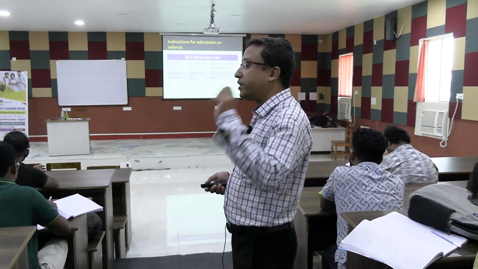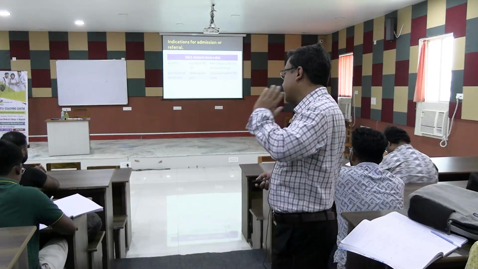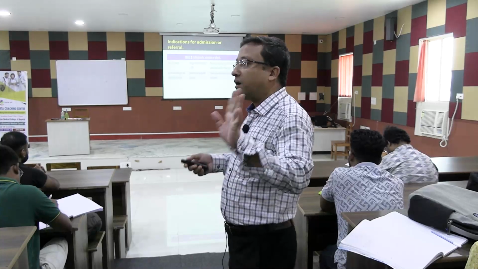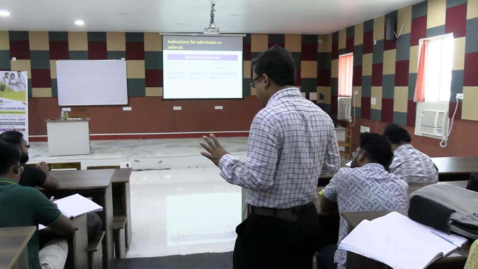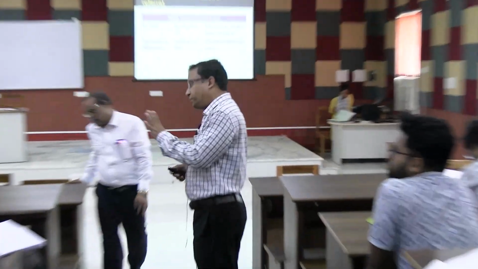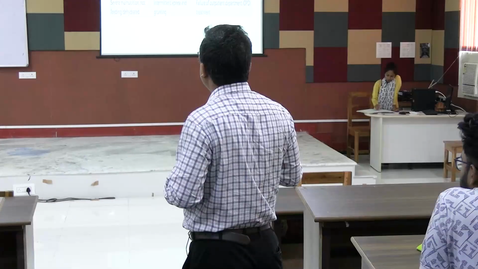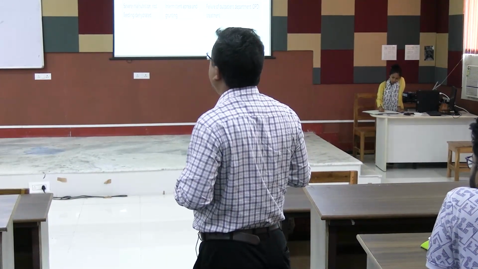Say for example, if the child is 3 months of age, what do we mean by marked tachypnea? What is the cutoff value of respiratory rate for 3 months of age? 50. If the child is presenting with more than 70 per minute, that means the child is having marked tachypnea, and this child should be straightaway admitted to a hospital.